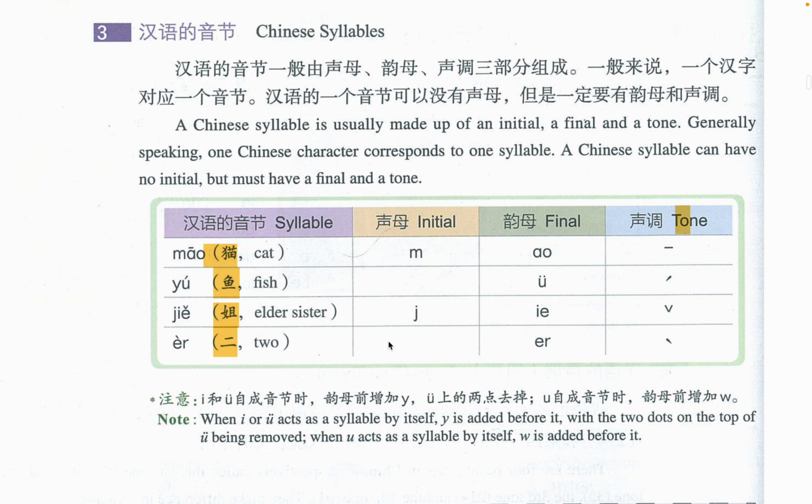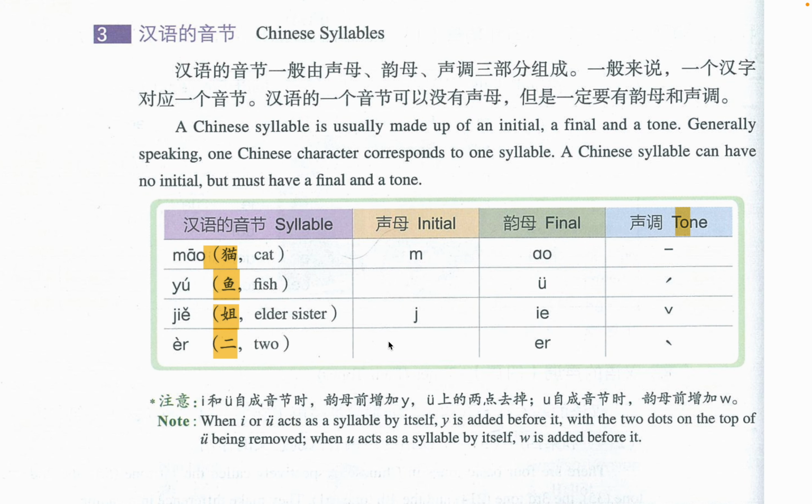Remember what we learned here? We just learned the structure of a Chinese syllable. What's the Chinese syllable made up of? It's made up of an initial, a final, and a tone. All right, that's it there.